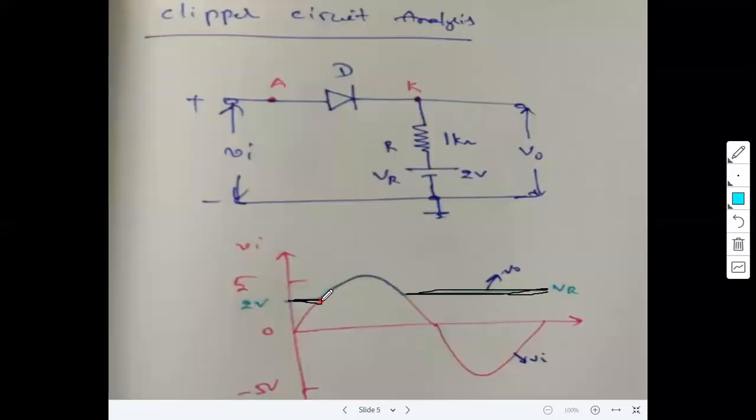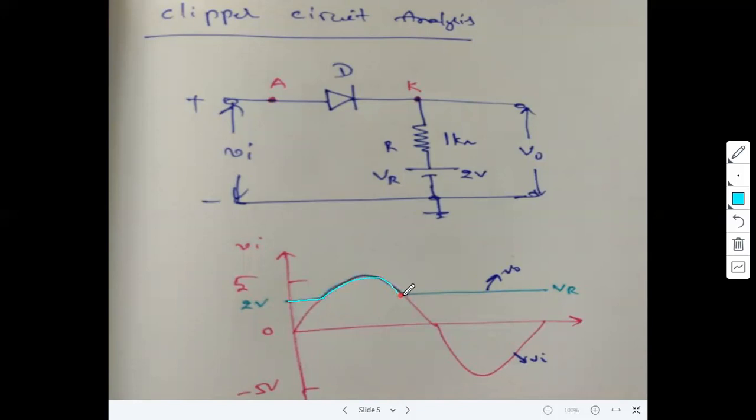Okay, come to this circuit now. When the input voltage is greater than 2 volts, then only the diode is on. Now in this case, the output follows the input. Output follows the input, right? That means this clipper circuit clips off the output. This is the output signal.